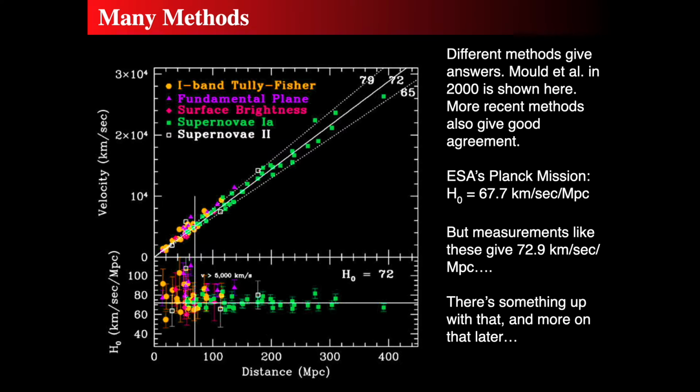H0 is very hard to measure. Recession speeds are roughly easy to measure from the shifts of spectral lines, but distances are very hard. And the recession speeds are complicated by the random motions of galaxies due to being in clusters or falling towards 100 megaparsec scale mass gradients. These extra non-cosmological motions have to be taken into account.